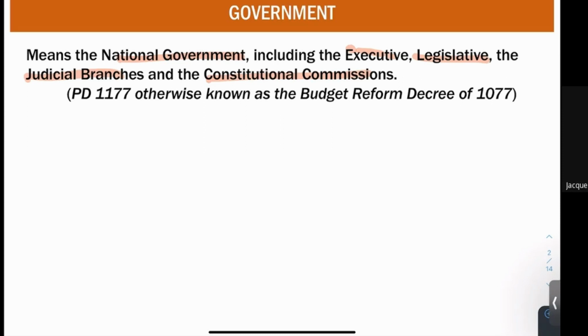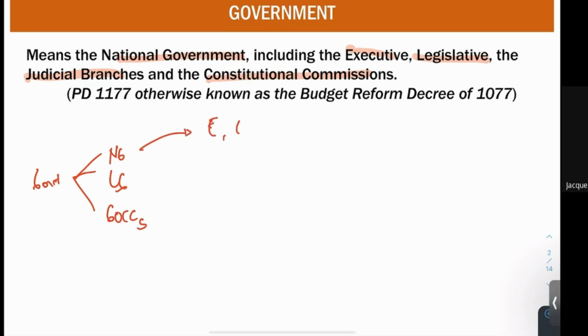Actually, this definition for me is one-sided. Sir, why is it one-sided? Because it is not truly encompassing of what is a government. For me, a government actually is composed of the following: your national government agencies, your local governments, and finally, your government-owned and controlled corporations. Now, under your national government, there you have your executive, your legislative, your judicial branches, and your constitutional commissions.